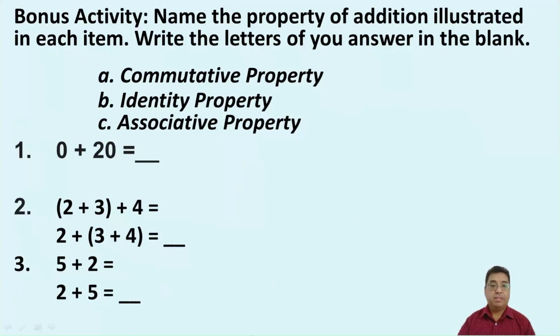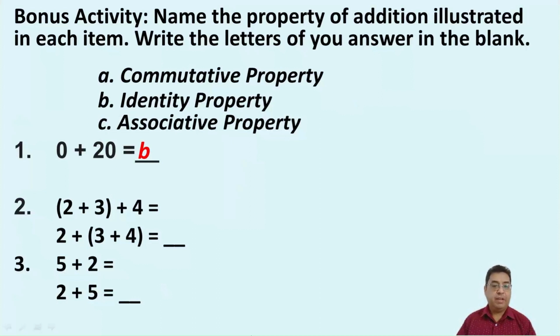So for the bonus activity, what we're going to do here is you're going to name the property of addition illustrated in each item. Write the letters of your answer in the blank. So for A, we've got commutative property, B, identity property, and C, associative property. So let's take a look at number 1. It says 0 plus 20 equals what? And you don't have to actually put 20, but which property is it going to be? A, B, or C? That's right, it's going to be B, the identity property.